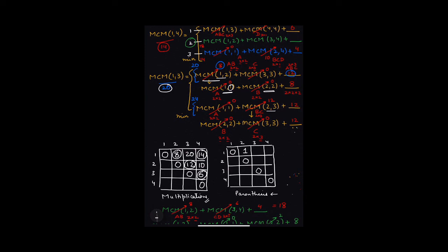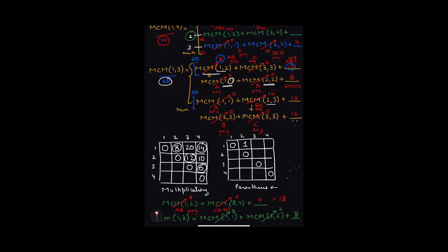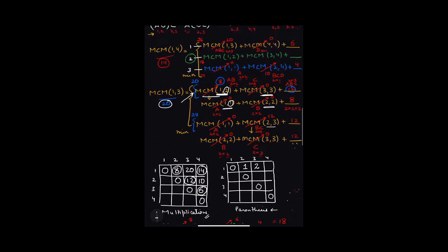Now to find the value of 1 comma 3, we got the value from this equation as 20 was minimum over here. And the matrices that we are having were 1 comma 2 and 3 comma 3. So we are going to pick this value as 2 and write it over here. Now we have to find the value of 1 comma 4. You can see that the minimum value that we were getting was from this equation and the matrices that we were having were 1 comma 1 and 2 comma 4. So we are going to pick this value 1 and write it over here.